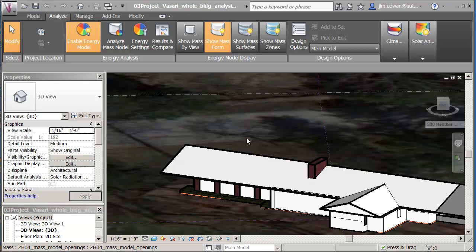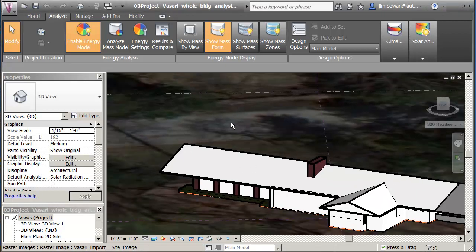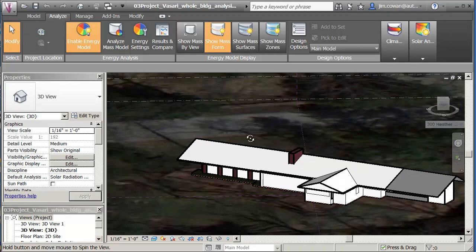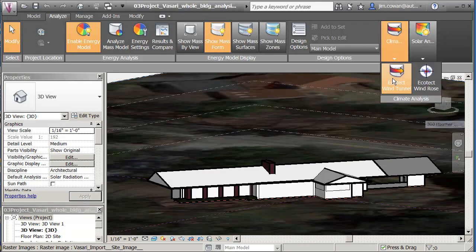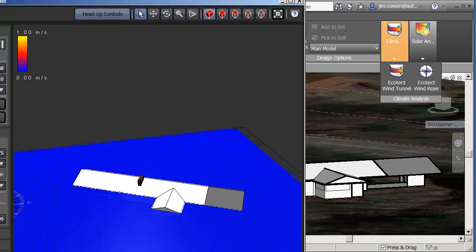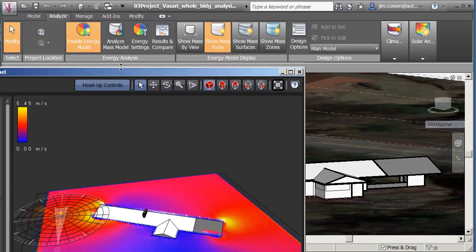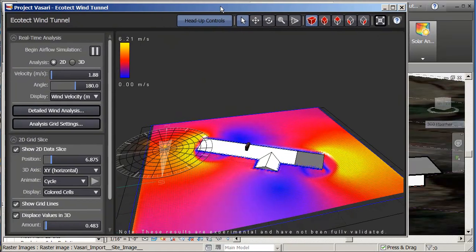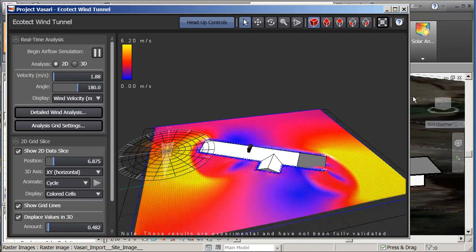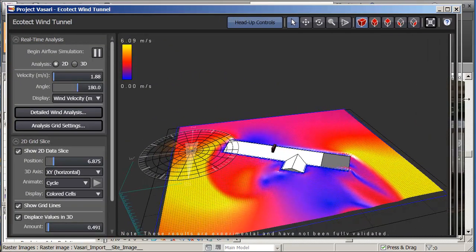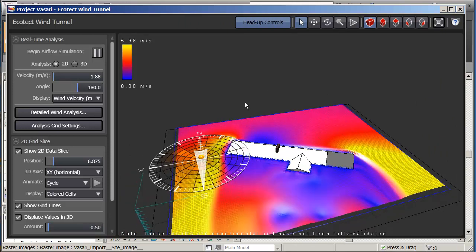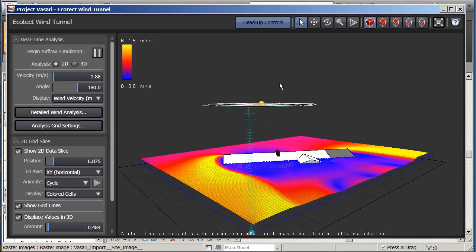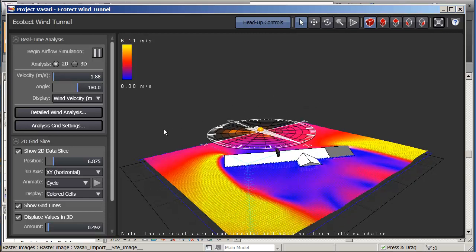So looking at my model, because the weather station data is available, I can now access some of the analysis tools. I'm going to go to the option to let me look at the wind tunnel, EcoTect wind tunnel. And there's my building, and what it's doing is that over the data that was recorded, the average values of the wind direction and force over the last 25 years or so are shown in the context of this site.